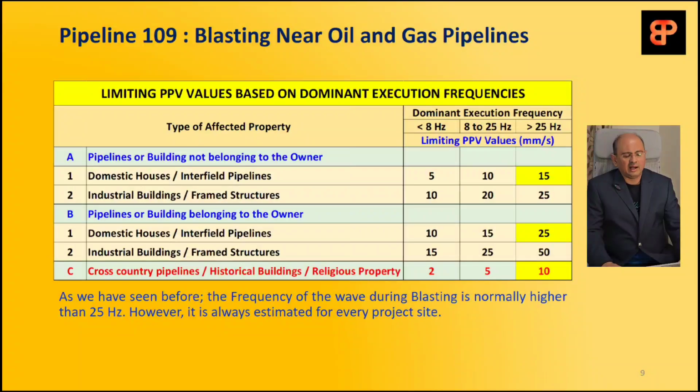Okay. And then the third category is very critical, which is cross-country pipelines, which are state-owned gas or oil export lines, historical buildings, or religious properties. In such cases, the acceptable limits of PPV are very limited. So with 25 hertz frequency or higher, it's 10 millimeters per second. As we have seen before, the frequency of the wave during blasting is normally higher than 25 hertz. However, it is always estimated at each project site. It's better to estimate it to ensure that it is going to be higher.